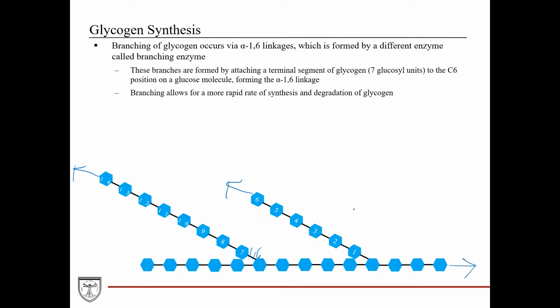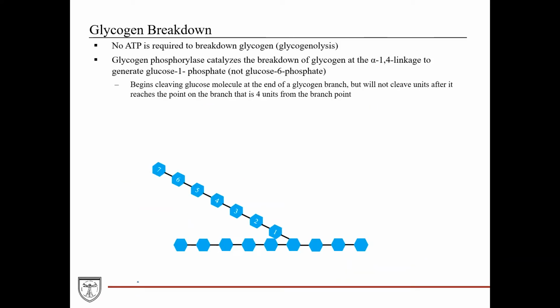And so by allowing branching enzyme to carry out this function, you allow for a more rapid rate of synthesis, and by forming this highly complex branch structure of glycogen, you allow for a more rapid rate of degradation of glycogen as well, which is really important when you want to break it down to give yourself glucose to metabolize for energy, which is important in the fasting state and also during exercise in the muscles. All right, so now that you've synthesized glycogen, the next step is to break it down.